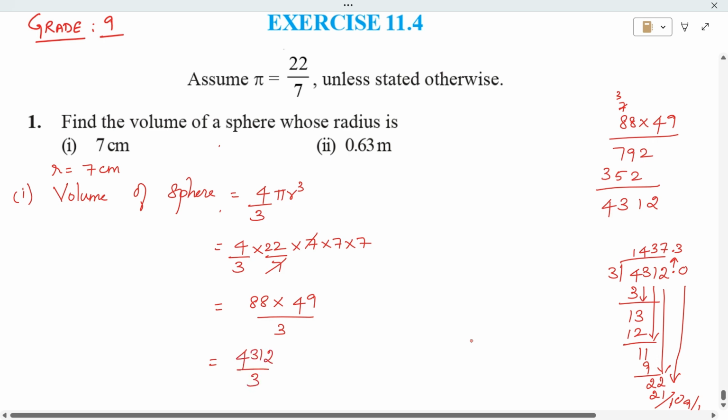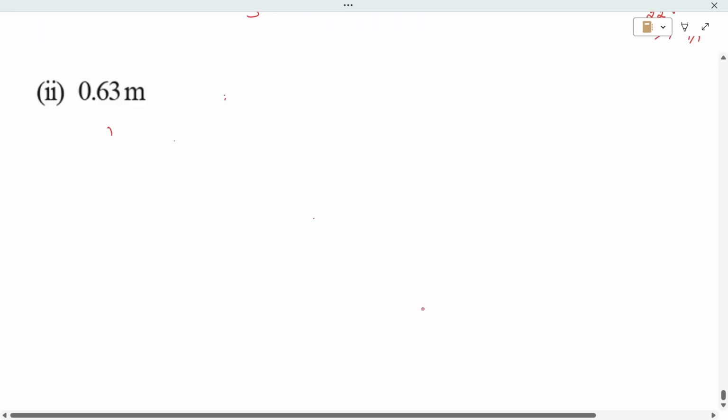So I have shown the division as well. So that is nothing but 1437.3 centimeter cube. Now second question, the radius is given as 0.63 meter.